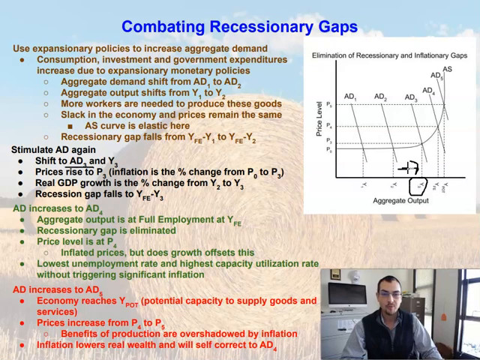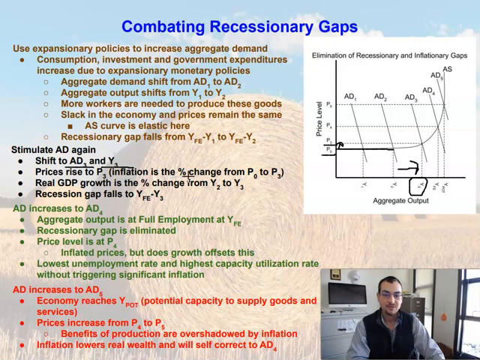We've got more people working. We're moving closer to that full employment aspect, and we're at this Y3. So we've increased output again, but we're no longer in this elastic portion of the aggregate supply curve. So as we shift from AD2 to AD3, we actually see an increase in prices. Prices go from this P0 to this P3. So that's going to show inflation.